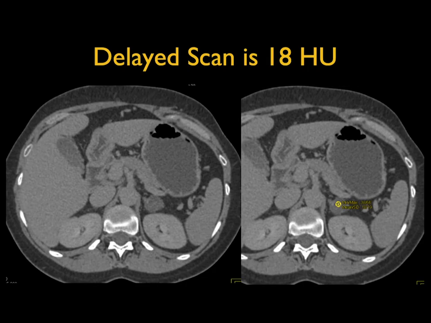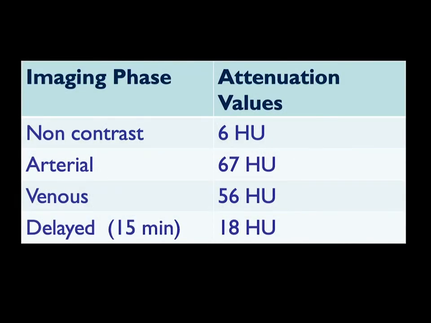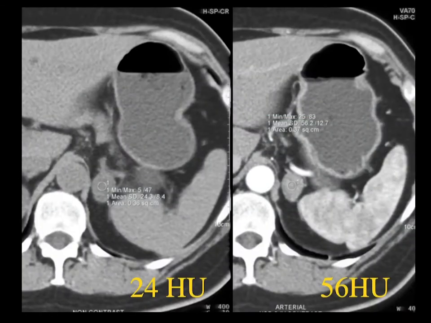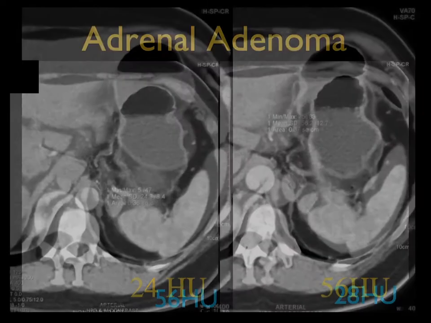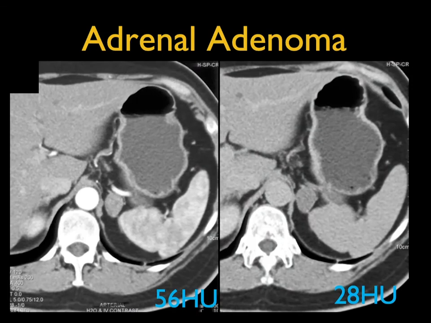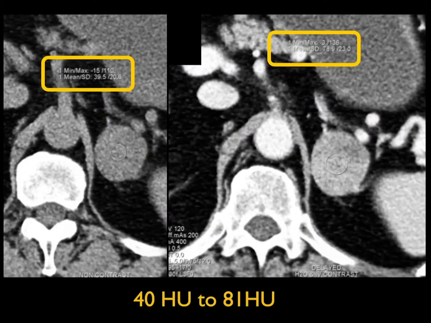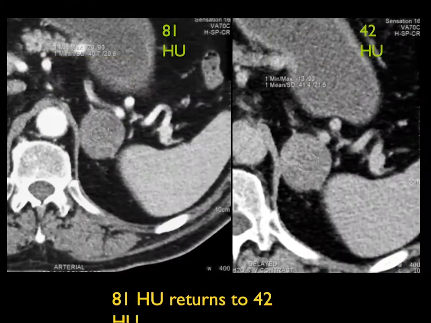You can see the rapid washout. And when you look at the numbers, you can see that from the venous, which we look at, it dropped more than 2/3. That's a classic adenoma. Another example, 24 Hounsfield units. It could be something besides an adenoma. It could also be a lipid-poor adenoma. But there we go, 24 to 56 and 56 to 28. It's an adenoma. Or in this case, 40 to 81, and back again from 81 back to 42. So we're dealing with an adenoma.